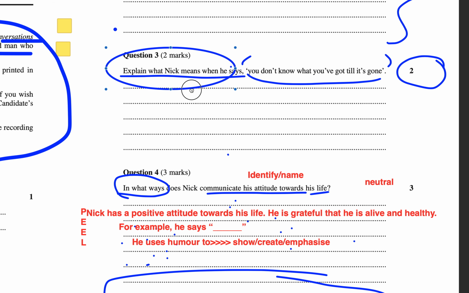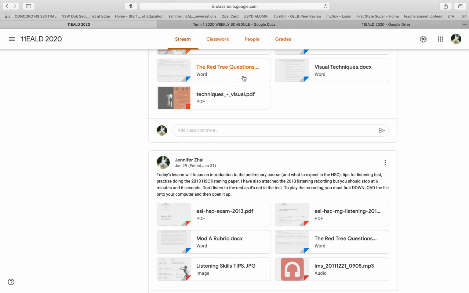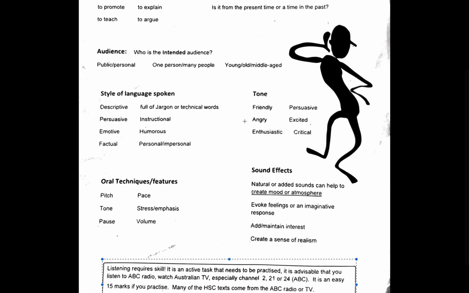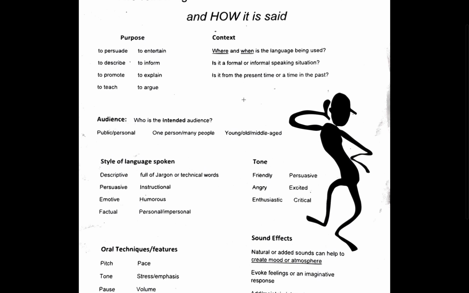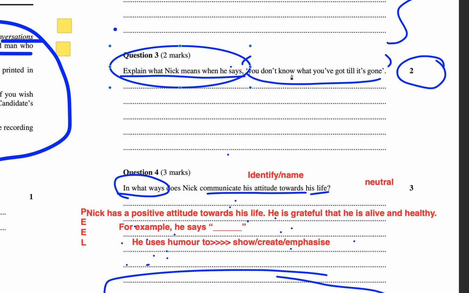Okay, so question 3 for 2 marks. There's different types of explain questions. If it says explain what something means when he or she says a quote, then that means it's kind of easy in the sense that you need to consider, and I'm just going to bring up that paper again, context. Where and when is the language being used? When did he say this? You don't know what you've got till it's gone. So listen out for that.